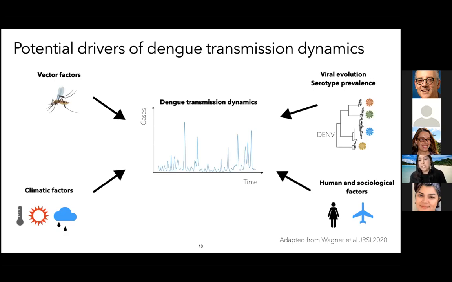And lastly, human and sociological factors. So thinking about how changes in the population or demography, like birth rates and mortality rates, can impact transmission dynamics, or things like changes in urbanicity or even human movement, and how that can drive some of these dynamics that we see.